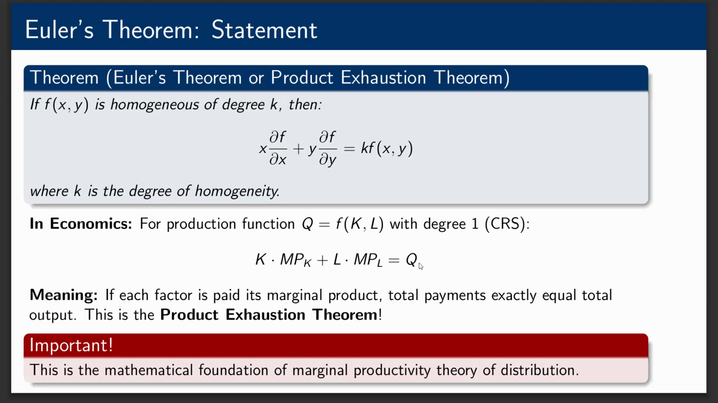Q is the output. This holds for constant returns. Remember, homogeneous of degree 1 is mainly justified for constant returns to scale. If each factor is paid according to marginal product, then total output will be exhausted. No profit will be there.